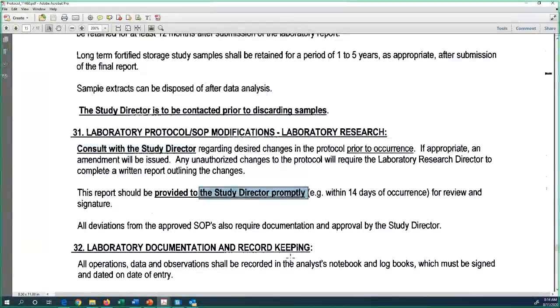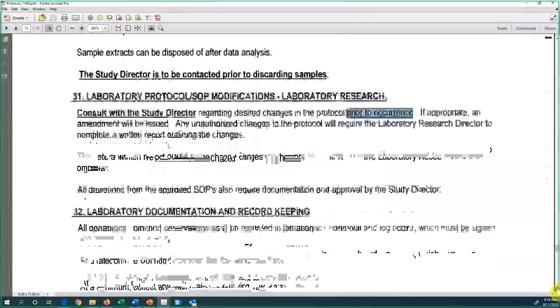Okay, promptly means immediately. Don't wait if anything happens. It's better to make sure it's before this happens so the study director can issue an amendment. Even after it happens, the study director can issue an amendment or you file a deviation. Okay, this is how we do the work.